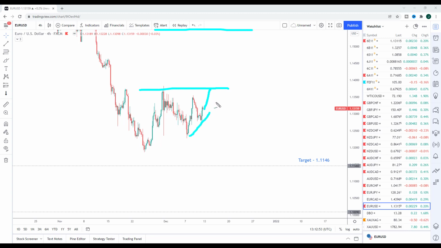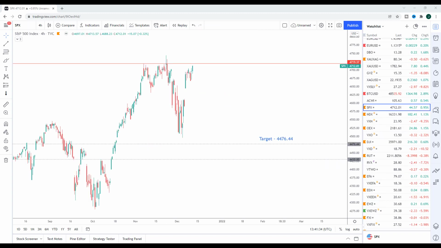If you don't want to take that risk, then look for a reversal in the direction of the trend. And as the market corrects, that would be the opportunity that I would be looking for to short this into the 1.1146. And finally then, wrapping up the video with stocks, gold, silver and Bitcoin.